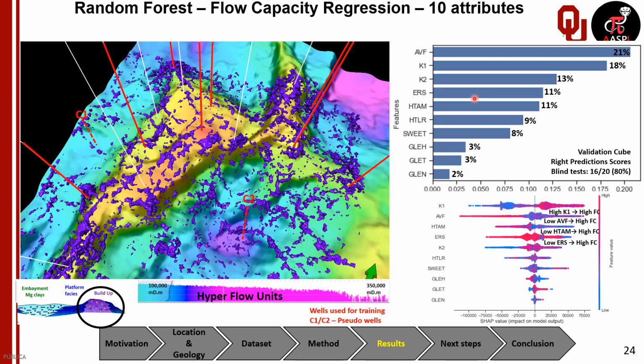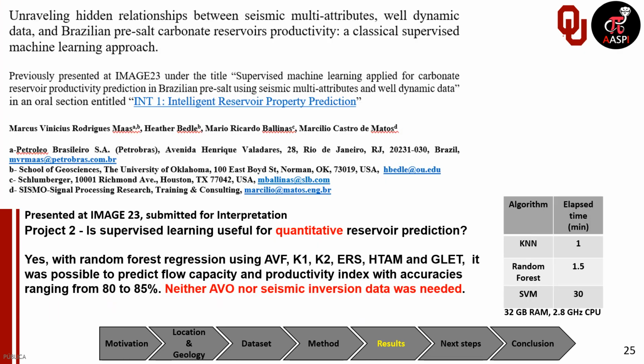Okay, so this is the SHAP explanation. This is how each attribute impacts the model. High K1 values yield high flow capacity, low frequency yields high flow capacity, low pseudo impedance yields high flow capacity, and low similarity yields high flow capacity. This study was submitted for interpretation. It's under review, okay, and we can answer.